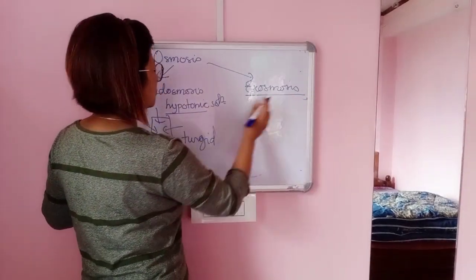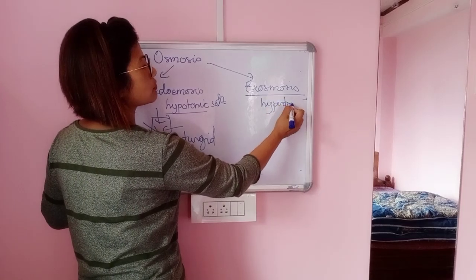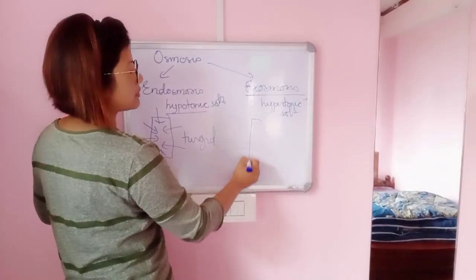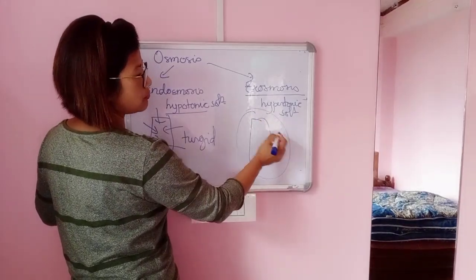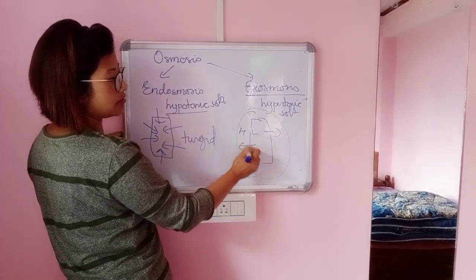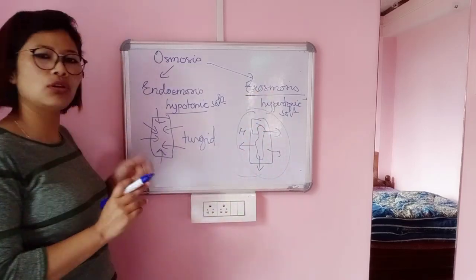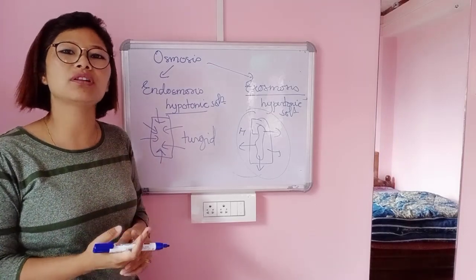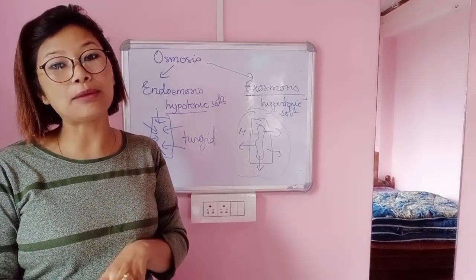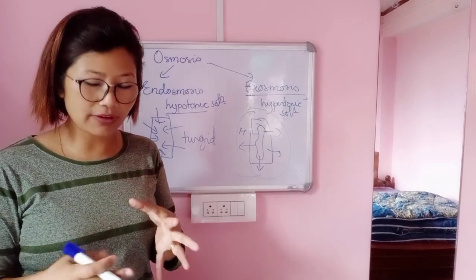And exoosmosis is when the cell is kept in hypertonic solution. So what happens is when the cell is kept in hypertonic solution, water comes out because water moves from low concentrated area to high concentrated area, making the cell flaccid. So this is exoosmosis. So I hope you understood what is exoosmosis, endoosmosis, hypotonic solution, hypertonic solution, and turgid and flaccid. These are very important.